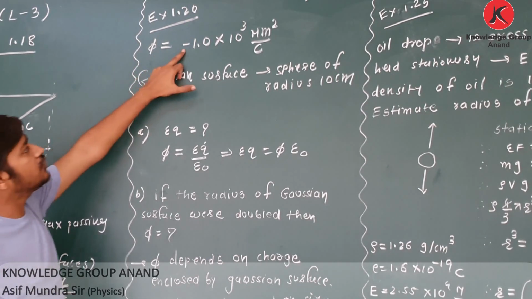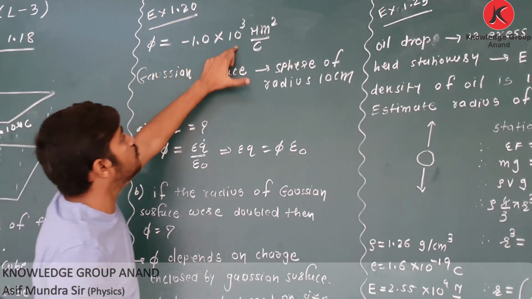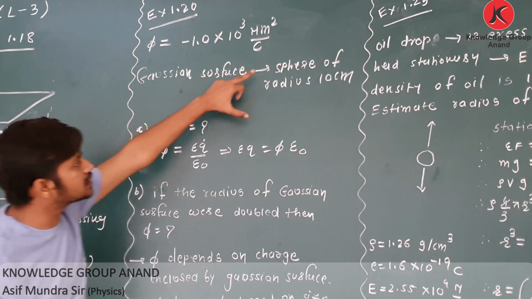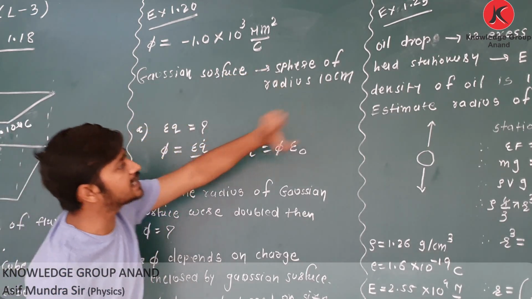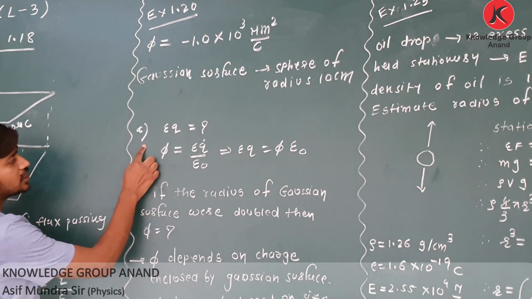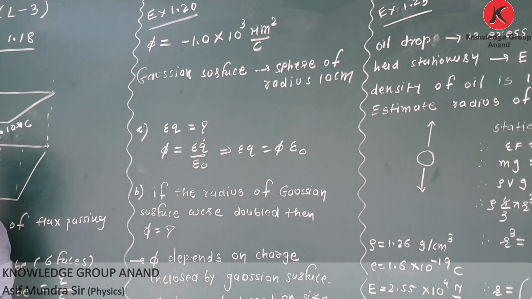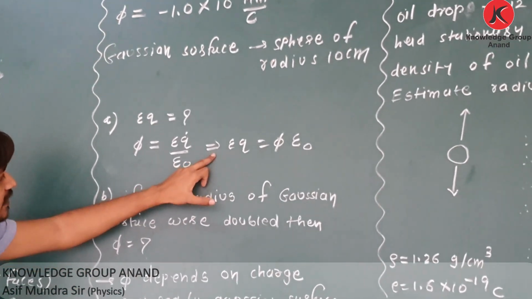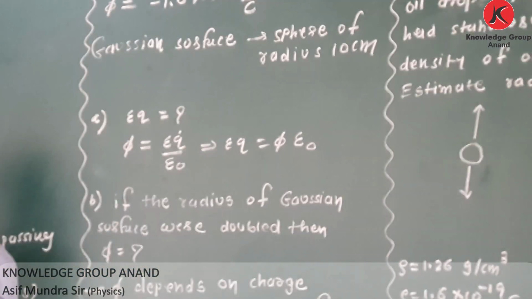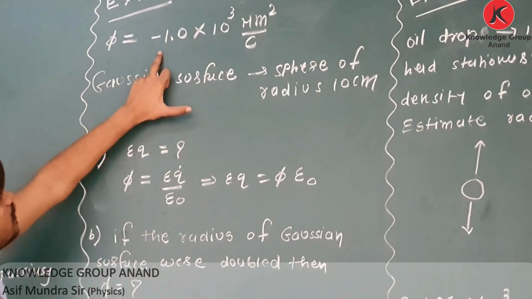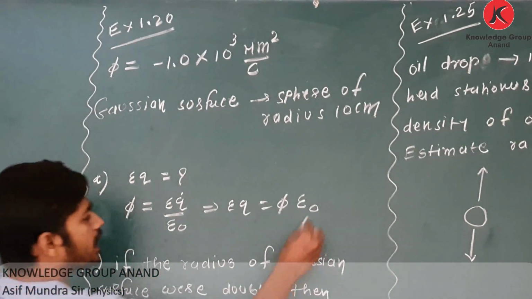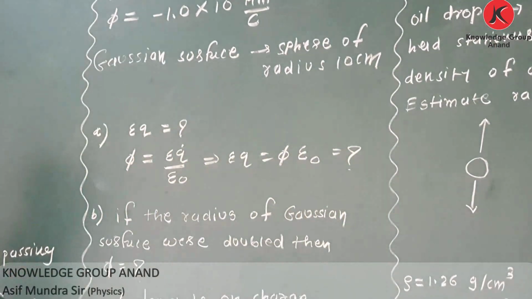Flux is equal to minus 1.0 into 10 raised to 3 Newton meter square per coulomb from a Gaussian surface of a sphere having radius 10 centimeter. First question is, what is the charge enclosed by the Gaussian surface? See, it is very easy. Flux phi is equal to sigma q upon epsilon 0. That is, sigma q is equal to phi epsilon 0. Phi is minus 1.0 into 10 raised to 3. Epsilon 0 is 8.85 into 10 raised to minus 12. You can easily calculate. Okay, as your homework.